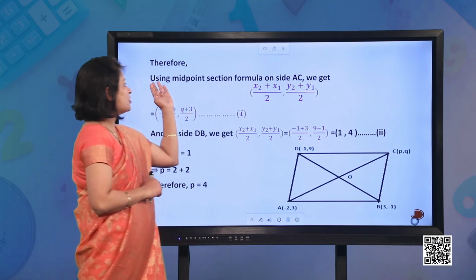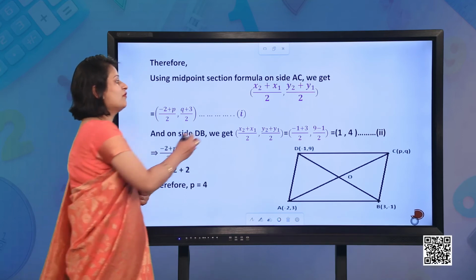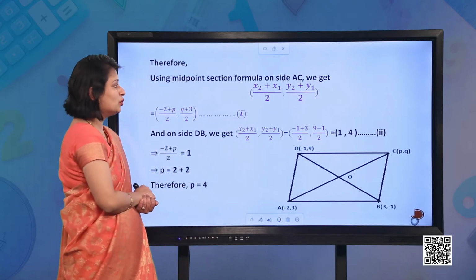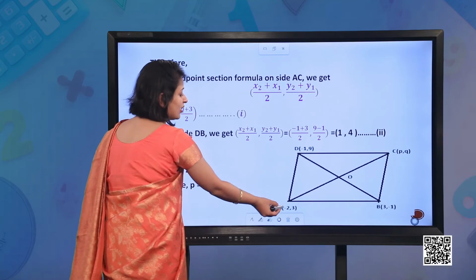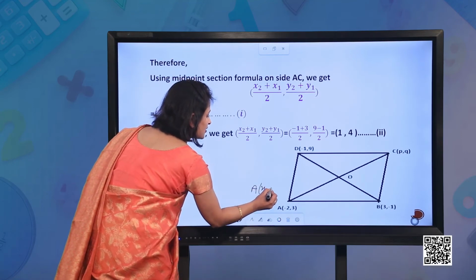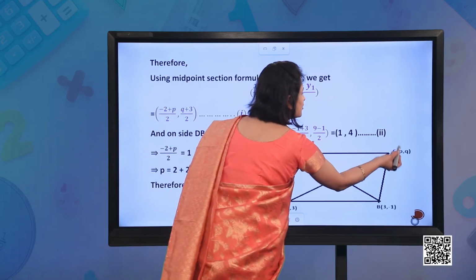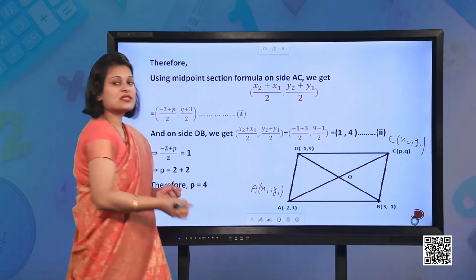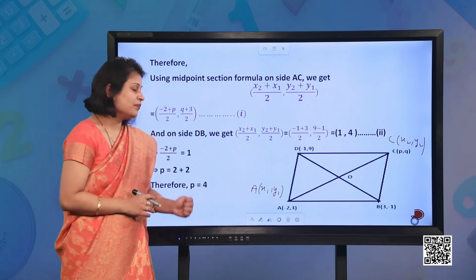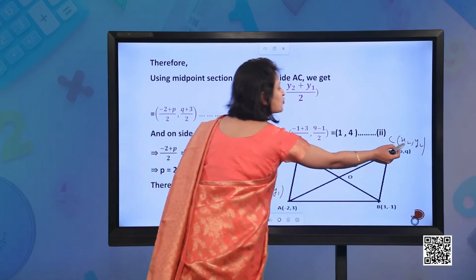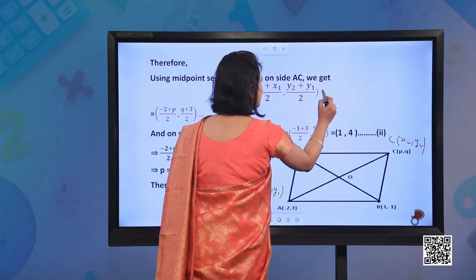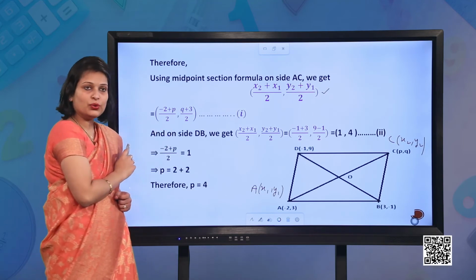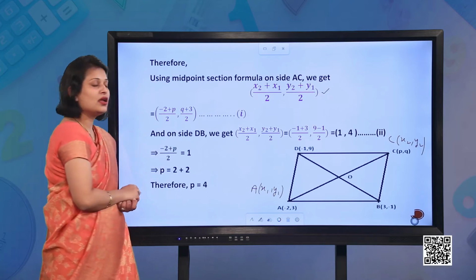Since we are first using the midpoint section formula on AC, we have (x2 plus x1) upon 2, (y2 plus y1) upon 2. So this is AC. You can consider this point as A (x1, y1) and this point as C (x2, y2). Simply replace the values of x1 by -2, y1 by 3, x2 by p, and y2 by q in this formula. So what will you get? (-2 plus p) divided by 2, (q plus 3) divided by 2.